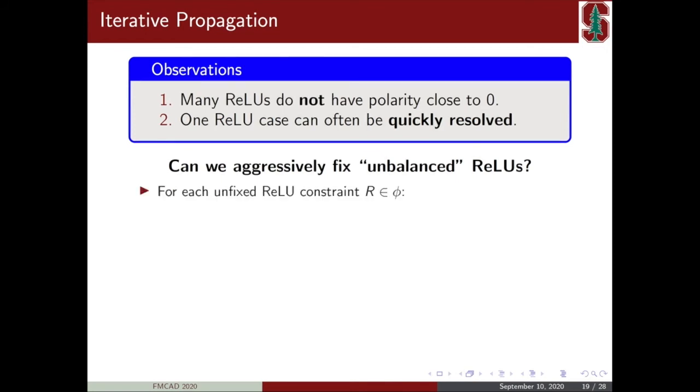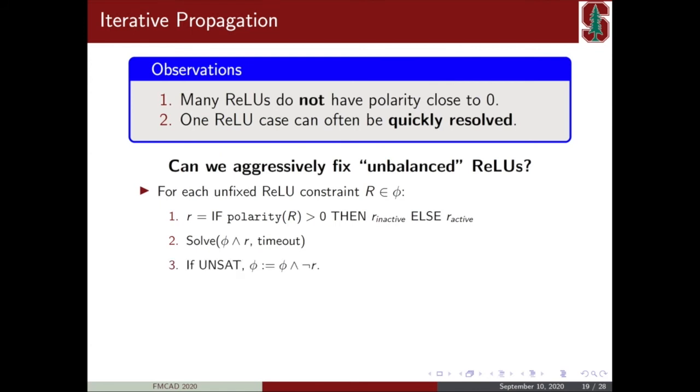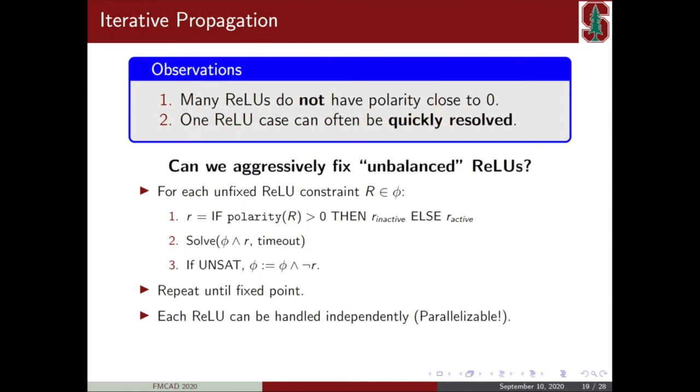And therefore, we propose a preprocessing pass called Iterative Propagation that does exactly that. For each unfixed ReLU constraint R in the formula, we assert that it is in the case corresponding to the narrower interval and try to prove it is infeasible within a small timeout. If we are successful in showing infeasibility, then we essentially fix the phase of the ReLU to the other case and eliminate the ReLU constraint. We can repeat this process until we can no longer fix any more ReLUs. Since each ReLU can be handled independently, this preprocessing pass is highly parallelizable. However, there is a trade-off between how much time we put in preprocessing and how many ReLUs we fix.